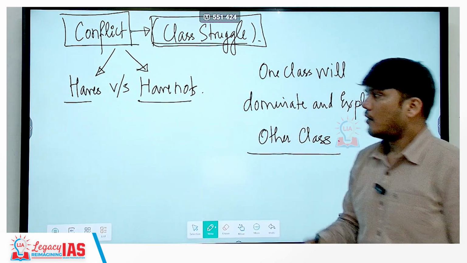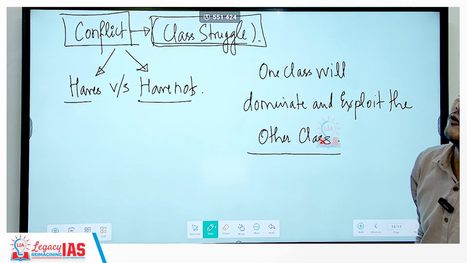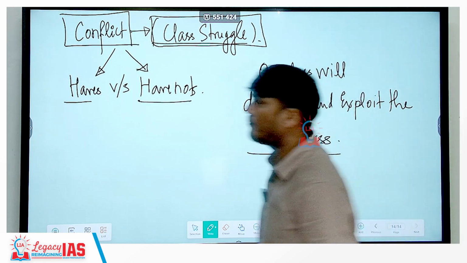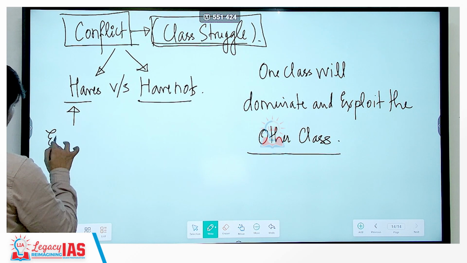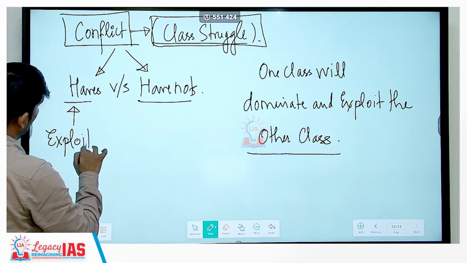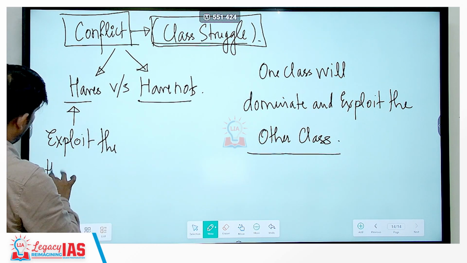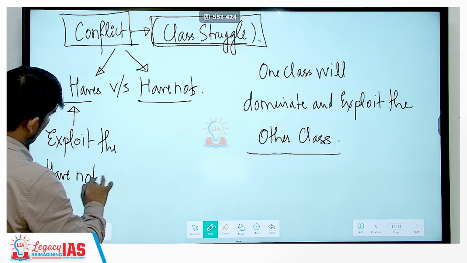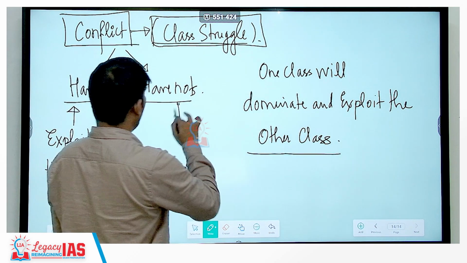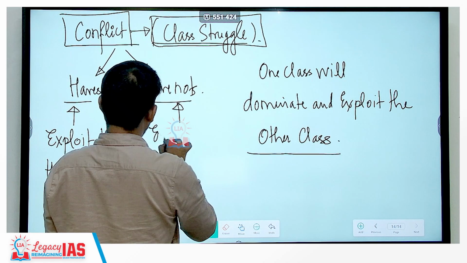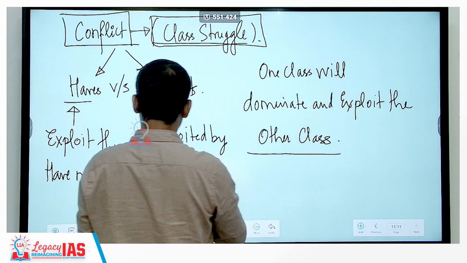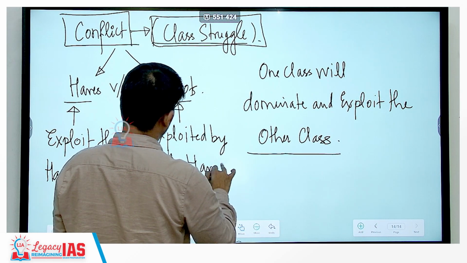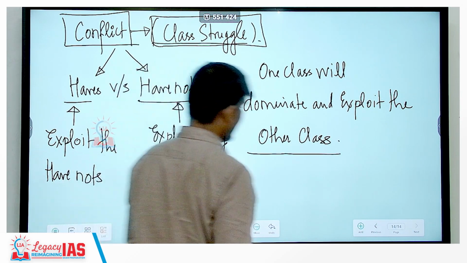Now, one are haves, one are have-nots. So, who will exploit whom? These haves will exploit the have-nots. These have-nots will be exploited by the haves. I hope this is absolutely clear. Right?